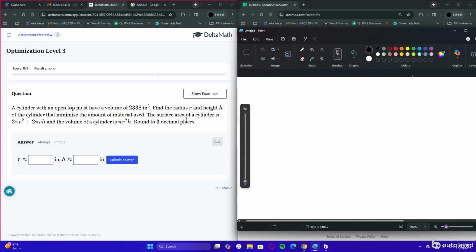So first, they give us the surface area of a cylinder, which is 2 pi r squared plus 2 pi rh, and because this cylinder has an open top, that means that we get rid of this 2 right there, right? And they also give us the volume.